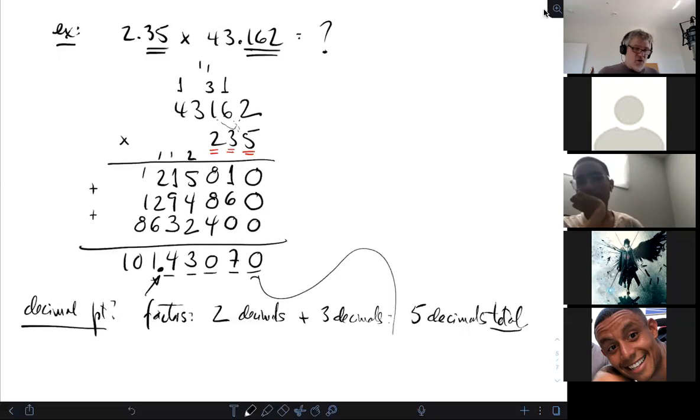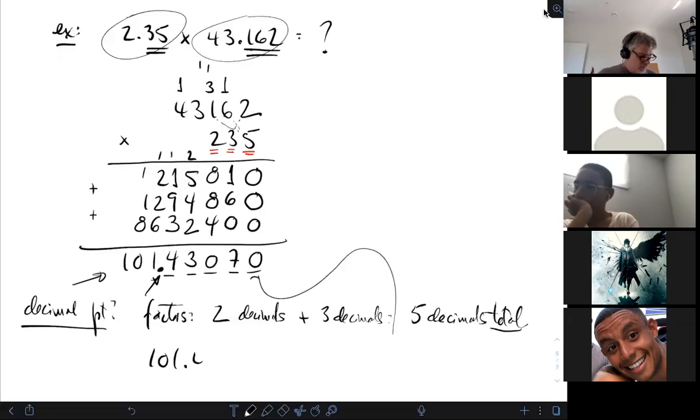Now you can always check this pretty quickly just by looking at the numbers you have. This is 2. This is 43. 2 times 43 is 86, more or less. It's not 800. It's not 8,000. It's not 8. It's 86. Look at the result here, 101 point something. That's in the right size, right? You're not supposed to get 1,000 or 10, so you know you're right. Okay, so the resulting value is 101.4307.